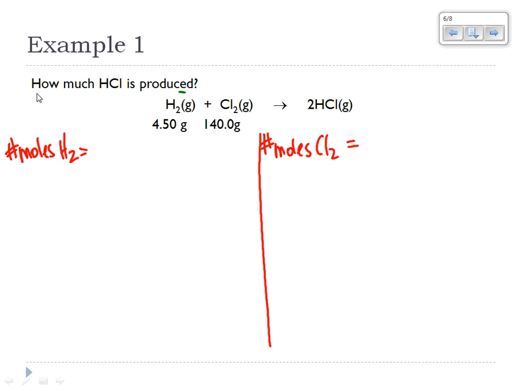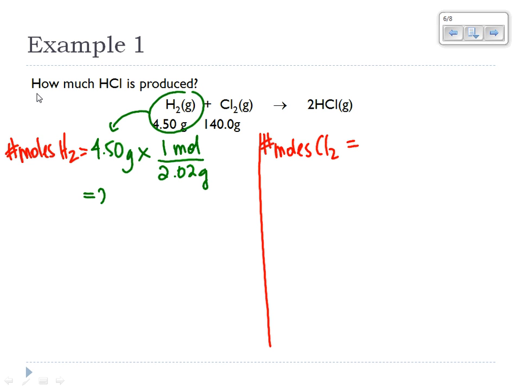So H2, what have I got? I've got 4.5 grams to start. How many moles is that? So I multiply that by 1 mole divided by the molar mass of H2, which is 2.02 grams. So when I do that, and you should be doing this along with me if you're writing down your notes, I get 2.227722, etc. moles of H2 gas.